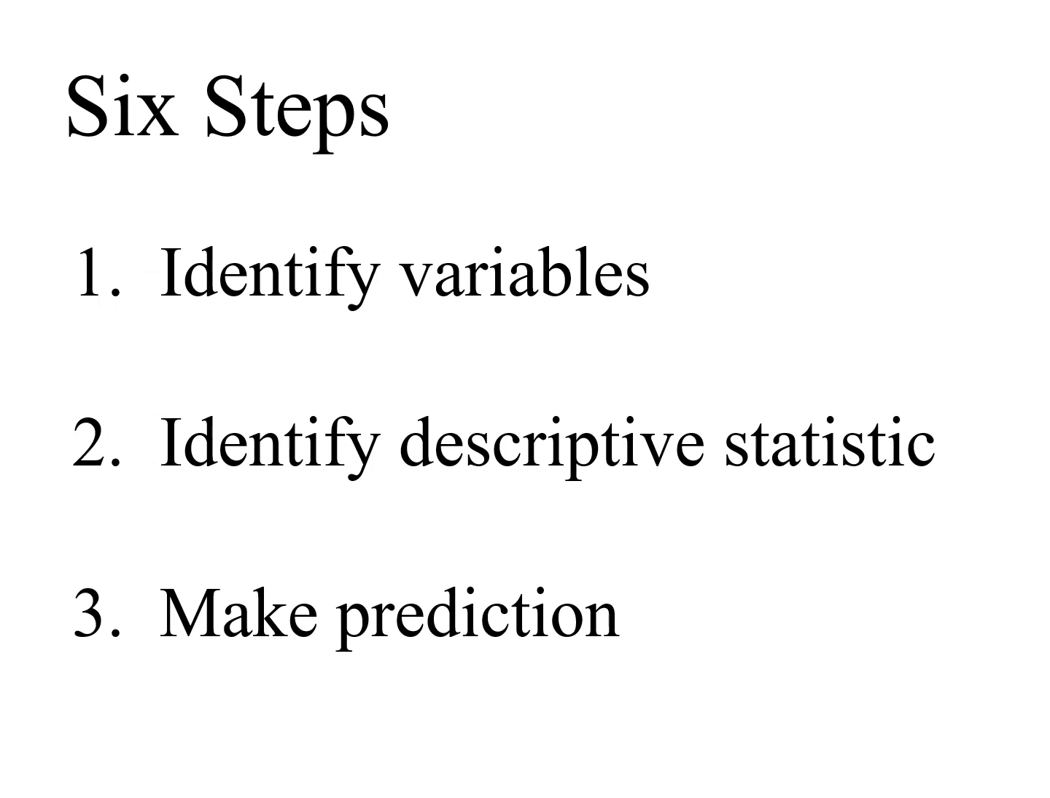So to review, there were 6 steps we went through to evaluate our research question. First, we identified 2 variables, speed of the winning horse and the year the race was run. Second, we identified the correlation as the descriptive statistic we should use to look at the relationship between these two variables. Third, we made a prediction about what we would find.